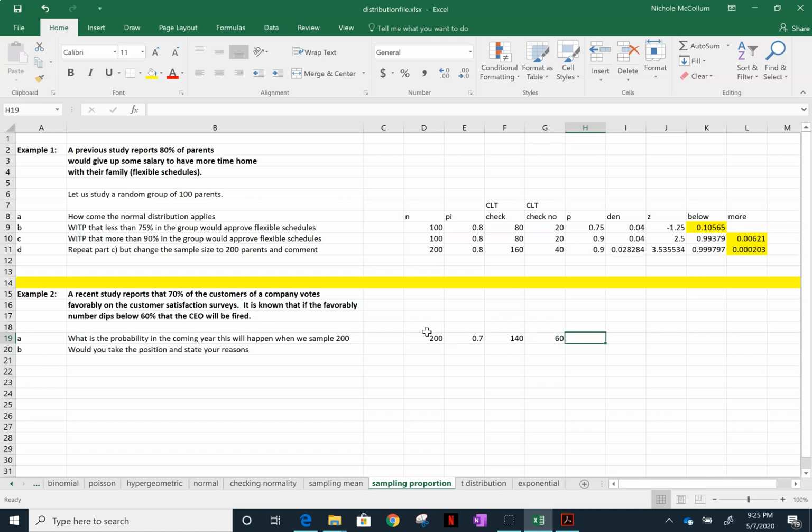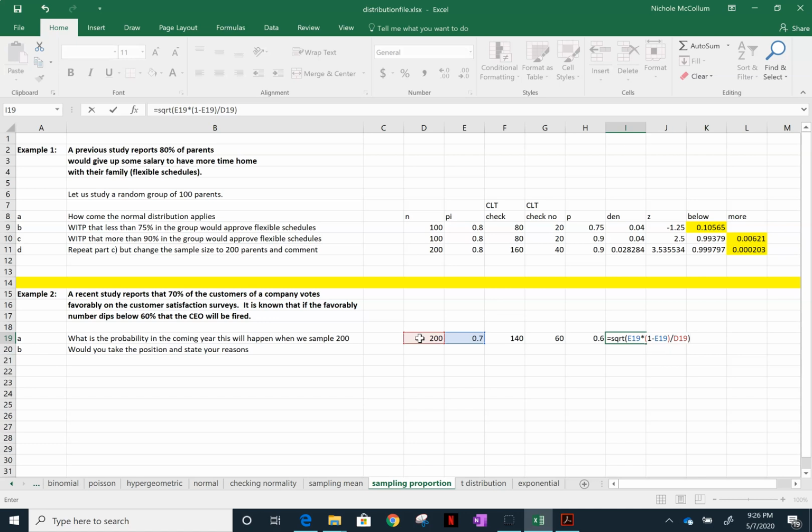And how do you turn it? Utilizing the formula. So here we go. What is the sample percent we don't want to hit? 60%. Because if we hit 60% or below, the CEO gets fired. So what's our denominator? Well, the denominator, and again, you just got to look up the formula. It is the square root of pi times 1 minus pi divided by n. So it's n in the denominator.